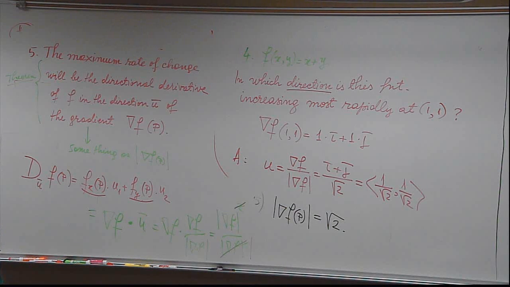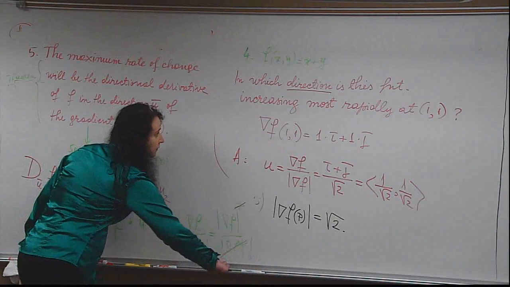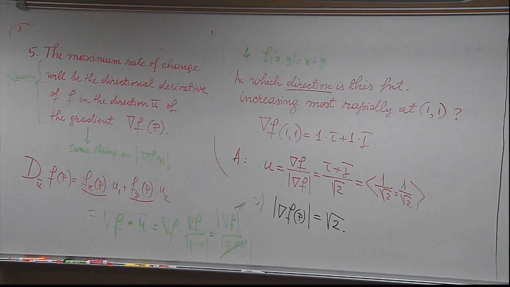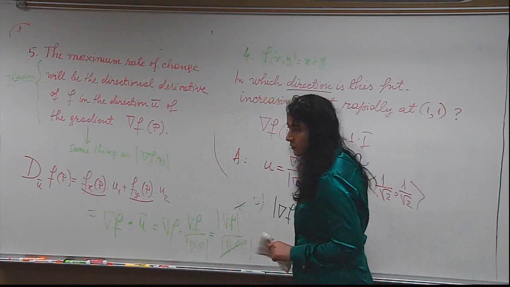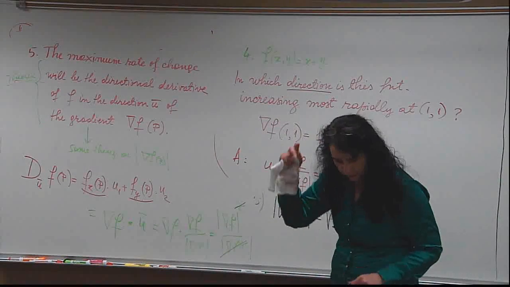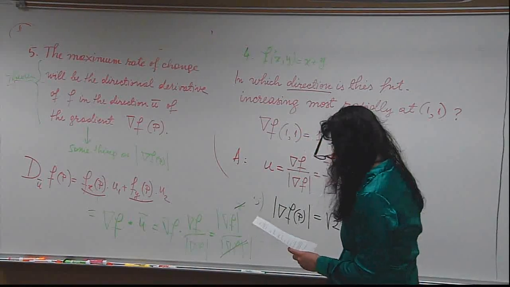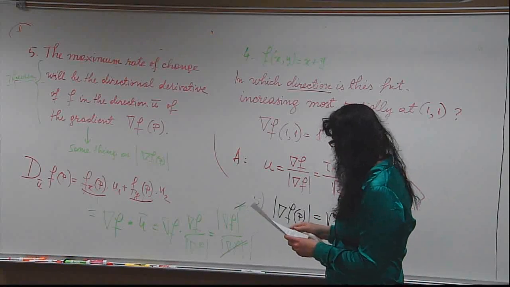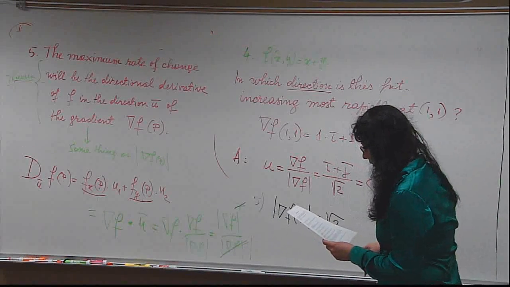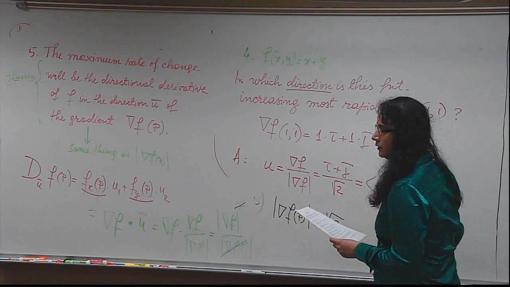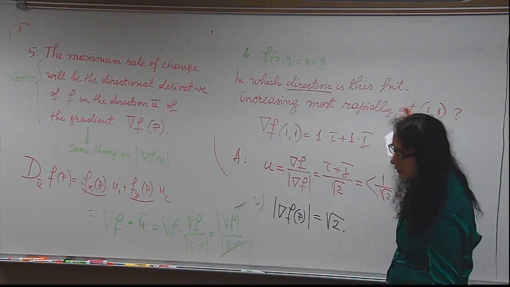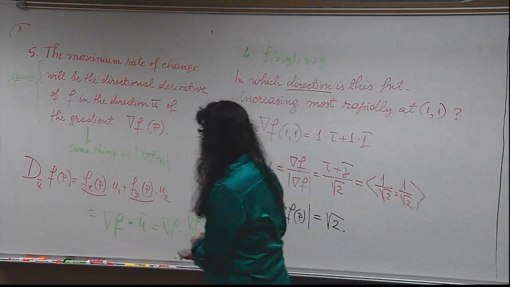Okay, what shall I erase? Number 4, maybe I should erase. No, it's going to ask you about number 4. On problem 6, it asks you about that one specifically. And number 5, we just did number 5, and the answer is root 2. Number 6 asks you about that direction. That's what you have to bring on the exam, this kind.